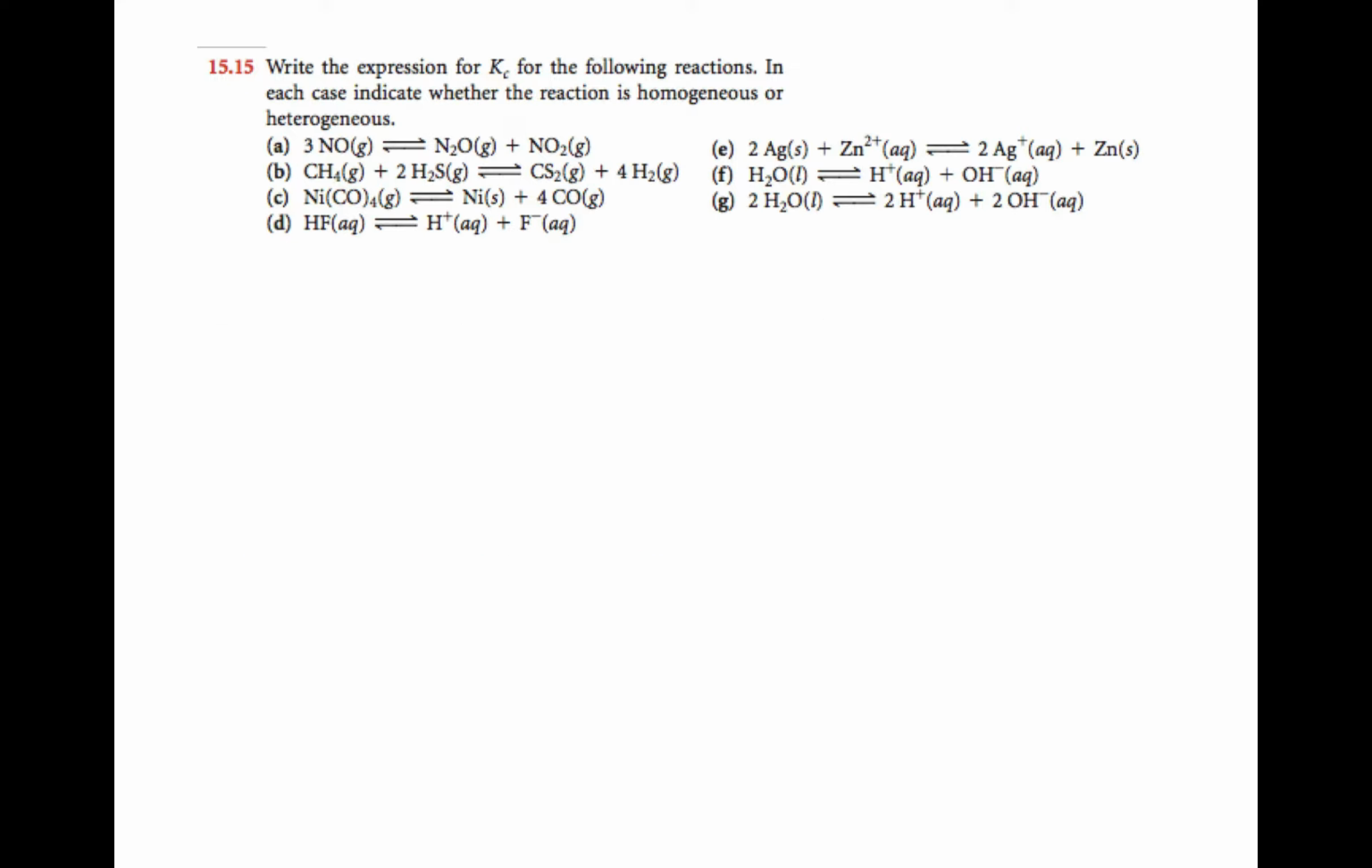In number 15, write the Kc for the following reactions. In each case, indicate whether the reaction is homogeneous or heterogeneous. Kc just refers to an equilibrium constant where you're using concentration units, moles per liter. When we're writing the law of mass action, anything in the gas phase or the aqueous phase gets put into the law of mass action.